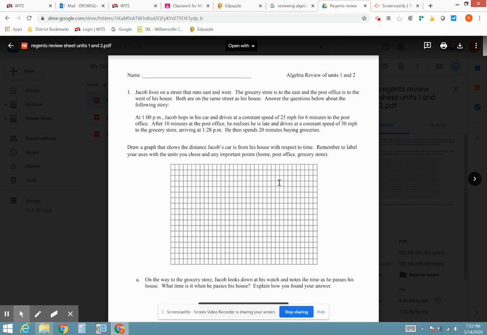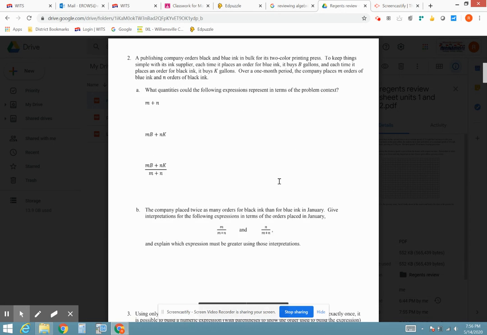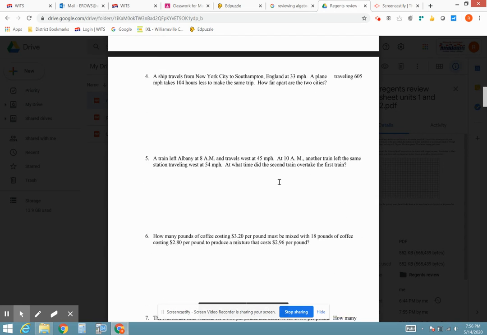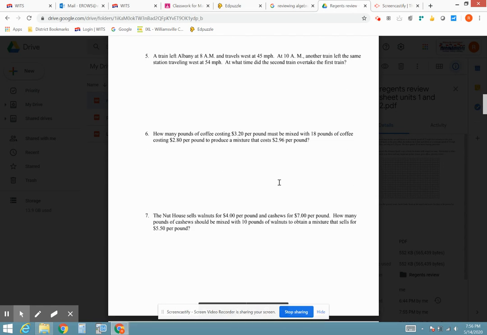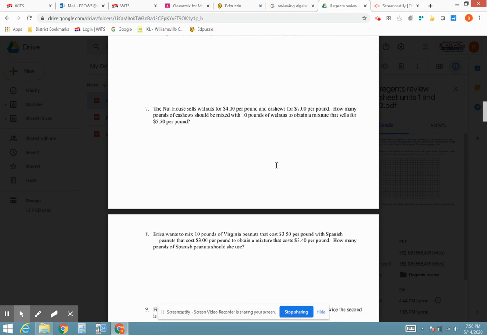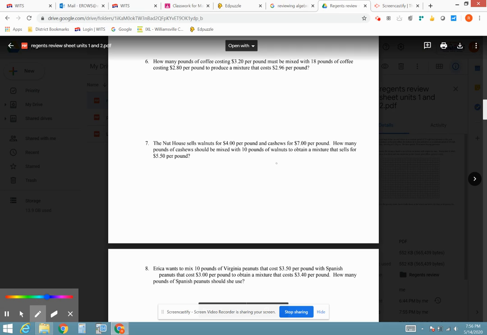A lot of this review sheet I actually don't like, and since we're not really taking a Regents, I'm going to skip around and just hit what I think is important for us to review. So questions like 6, 7, and 8, those are your mixture problems. The Regents does usually like to ask you a mixture problem question. So let's take a look at what we would do here for Number 7.